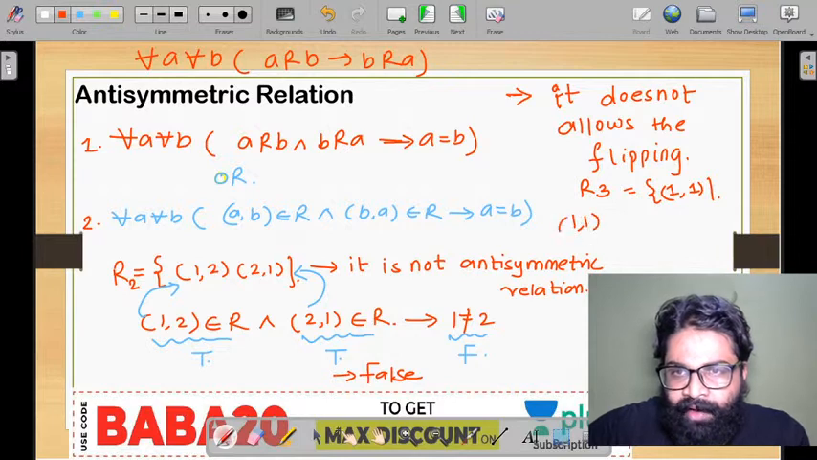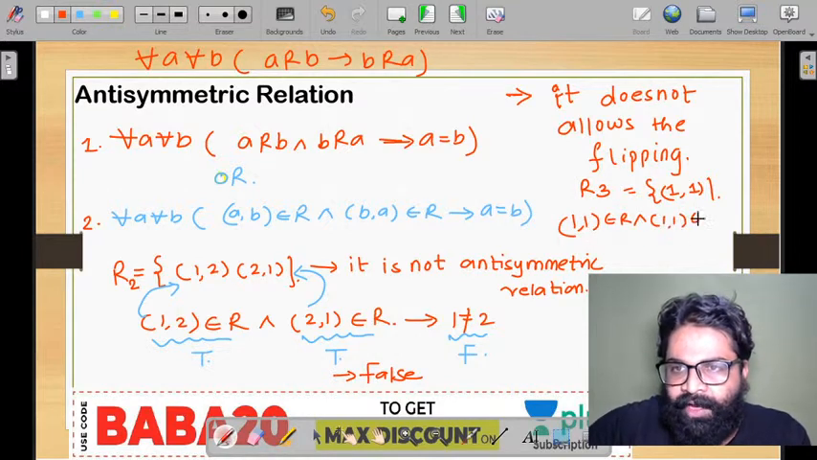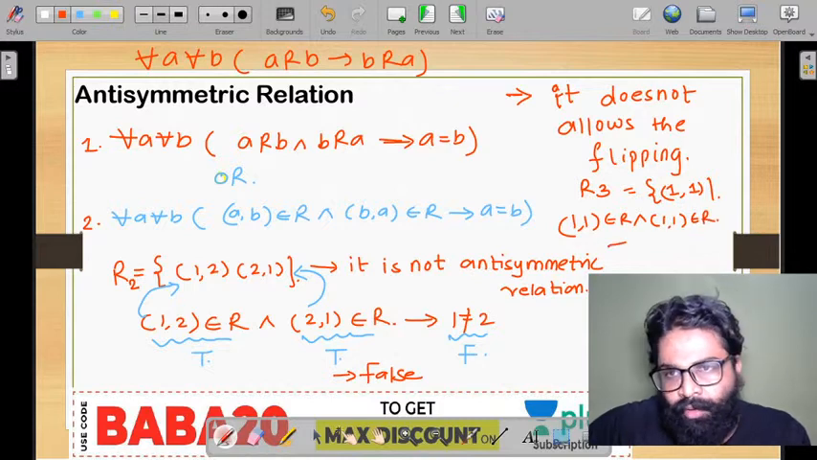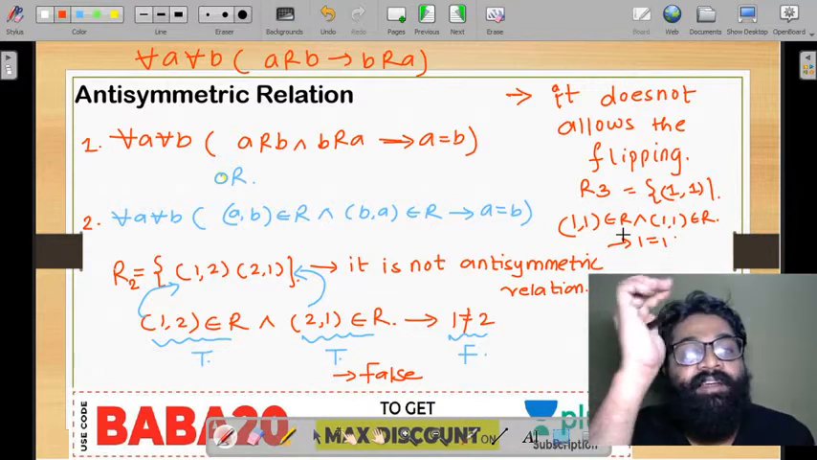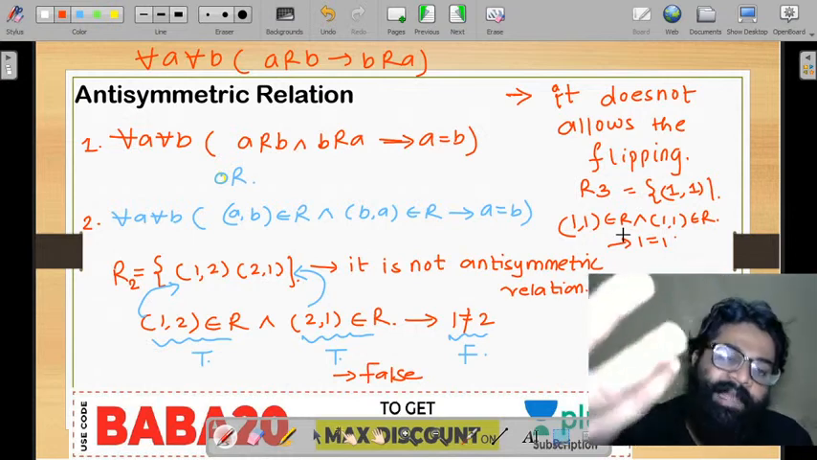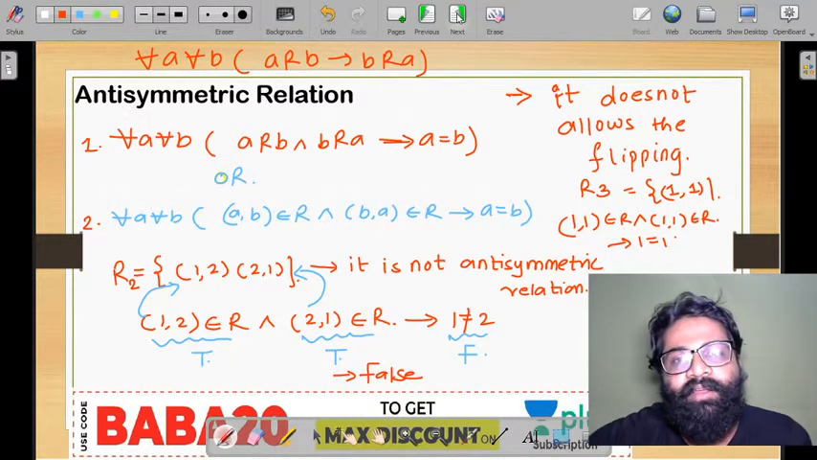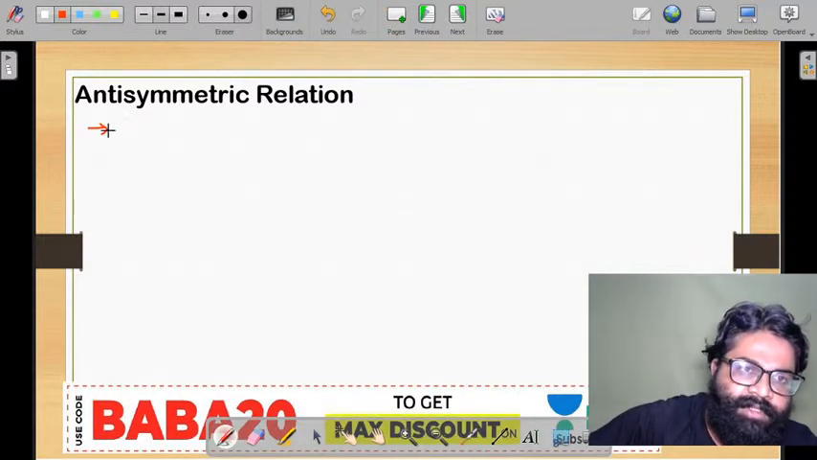So 1 comma 1 belongs to R. Yes, true. 1 comma 1 also belongs to R. True. Can I say that 1 is equal to 1? Yes, definitely. So anti-symmetric does not allow the flipping, but it allows the same element. You can consider it like that.